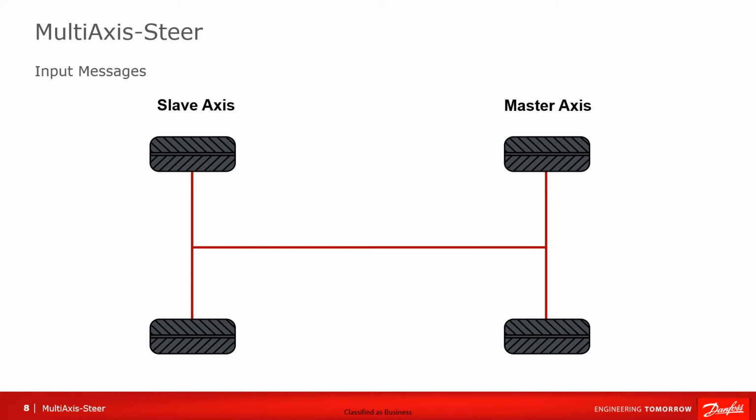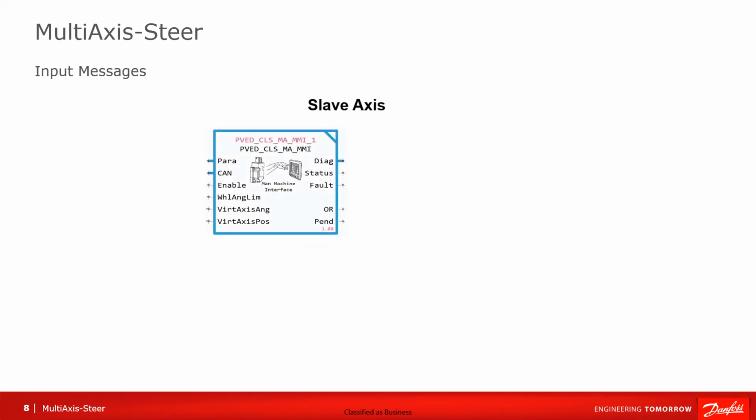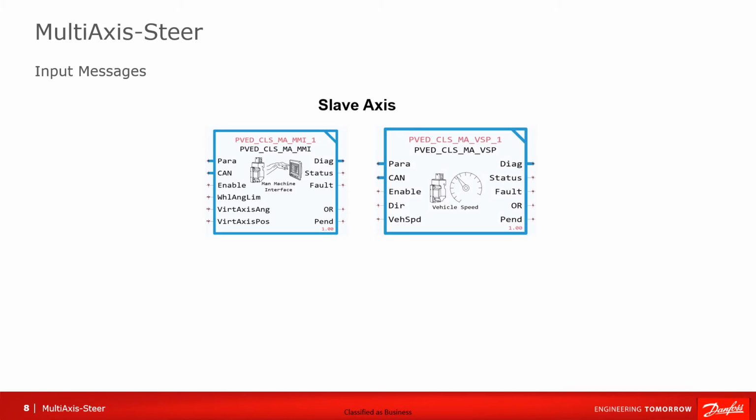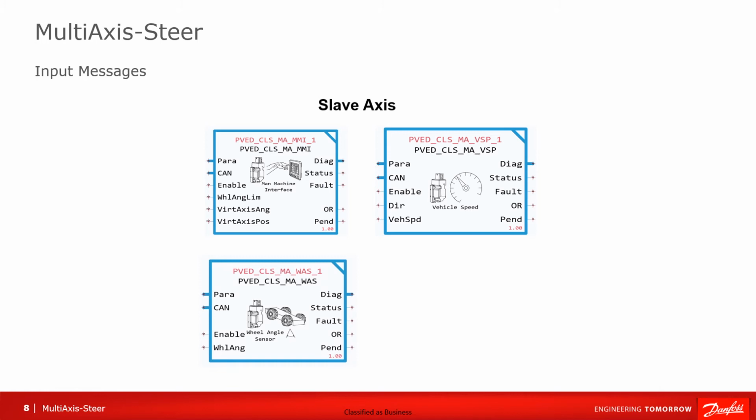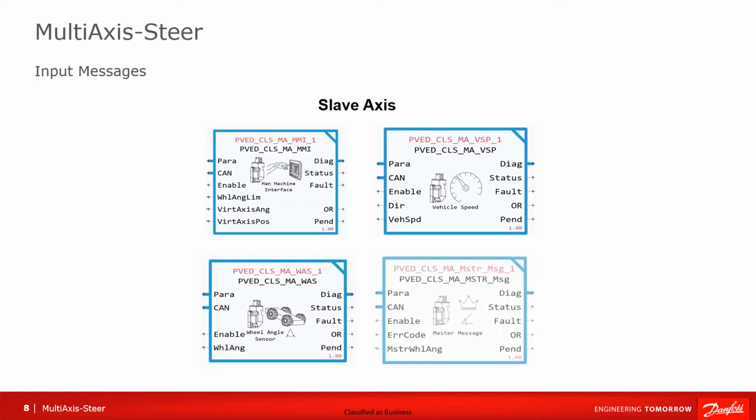The input messages that must be received over CAN are different for the slave axis. The slave axis must receive the multi-axis MMI, vehicle speed, which is the same as the standard vehicle speed, slave WAS, which can be analog or CAN, and the master WAS message.